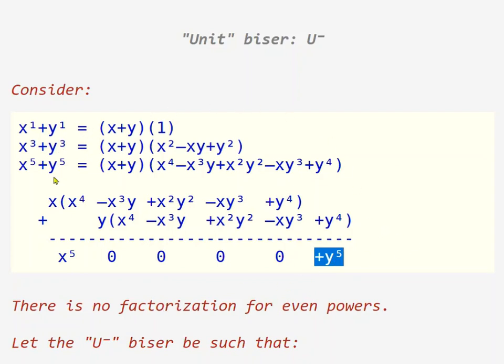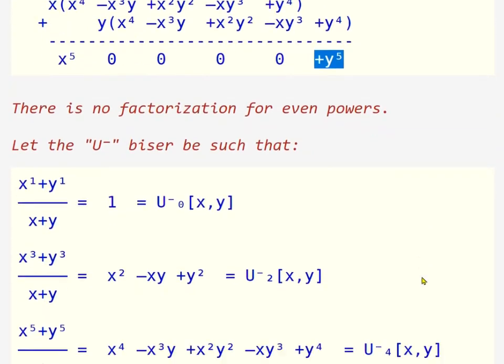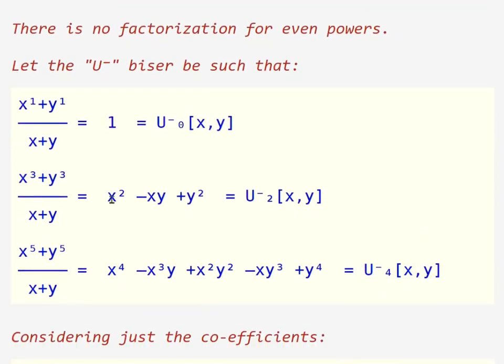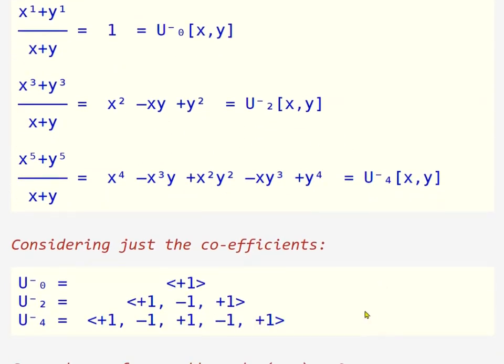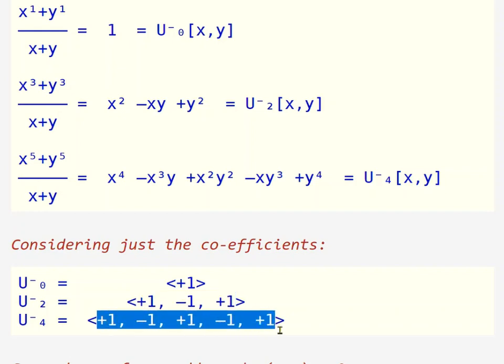This works for odd powers. So the U neg Biser is like this. Considering just the coefficients, we have 1, 1 minus 1 plus 1, 1 minus 1 plus 1 minus 1 plus 1. That's a U neg 4.